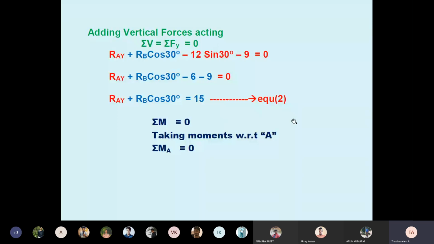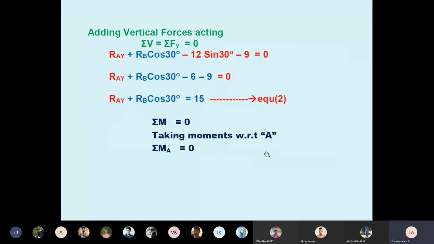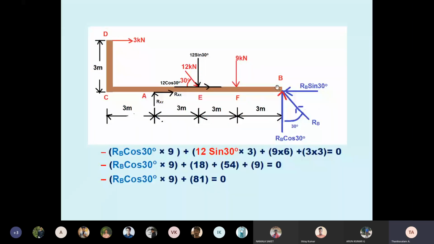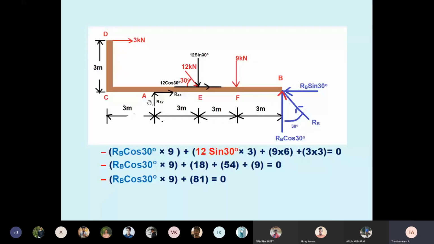Then the third equation. What is the third equation? Equilibrium equation: summation of M equal to 0. So I told you, choose the reference point. Which is the reference point? You take a support. Where is the support? At A point and B point. So I am taking support A. Therefore, I have written summation of M equal to 0. Uday Kumar, can you tell me which forces are not giving moment? Which forces are not giving moment? Tell me now.